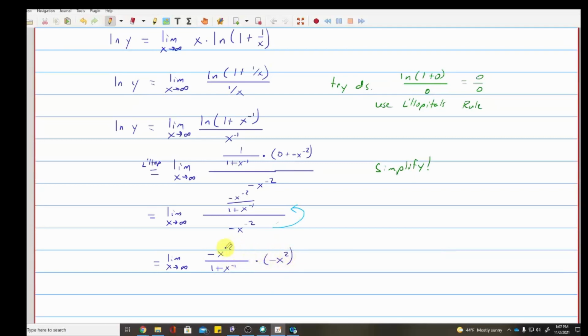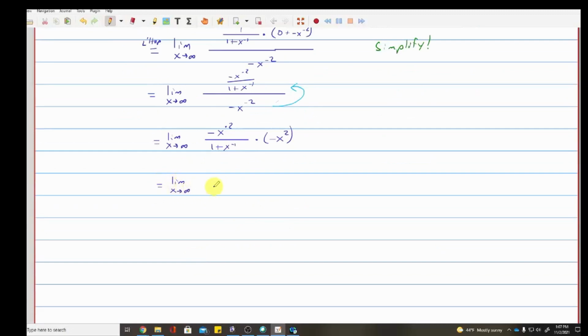Well, I might as well combine that with the numerator that I already have. Negative times a negative is a positive. X to the negative 2 times x to the positive 2 is 1. Now try direct substitution. I'm not really doing direct substitution here. I'm actually using my theorem from 4.5, where if I have a 1 over x, that's what this x to the negative 1 is. As x goes to infinity, 1 over x goes to 0. So it might be easier to see if I write this as the limit as x goes to infinity of 1 over 1 plus 1 over x. And then I say, okay, that's 1 over 1 plus 0, which is just 1.